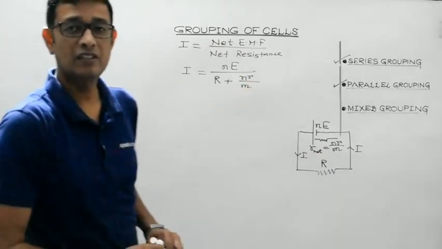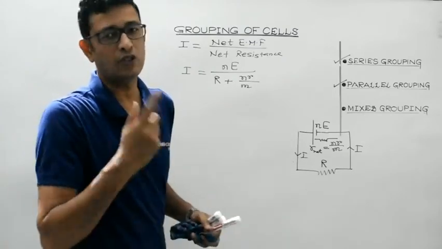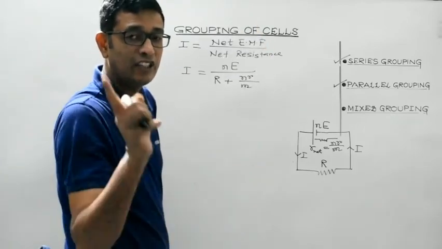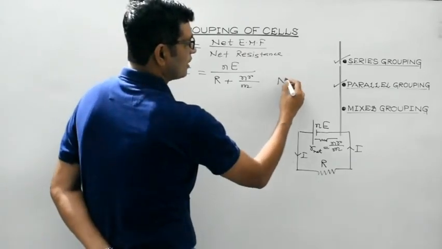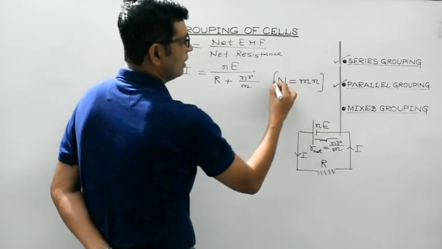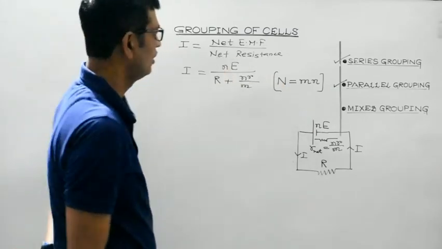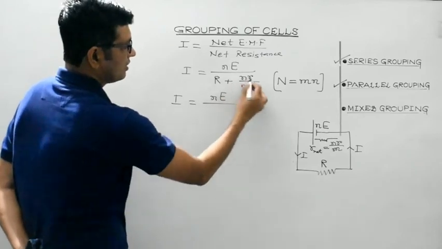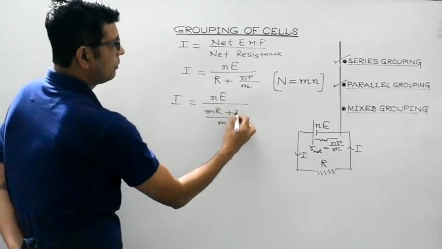Is it clear, students? Now we need to express the current in terms of the total number of cells. There were m rows and each row contained n cells, so the total number of cells, capital N, will be given by m multiplied by n. So let's express current in terms of the total number of cells. What to do is, let's take the LCM, which will be m, and over here it will be mR plus nr.